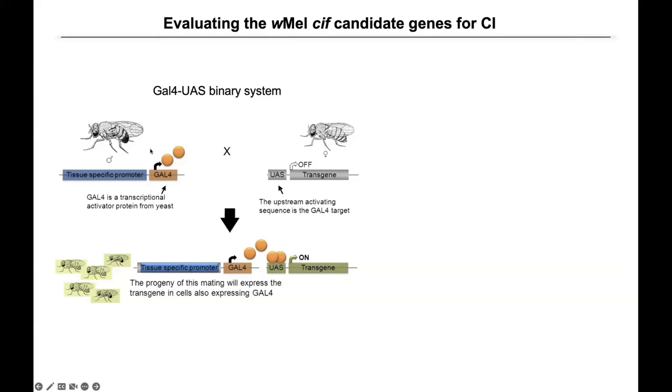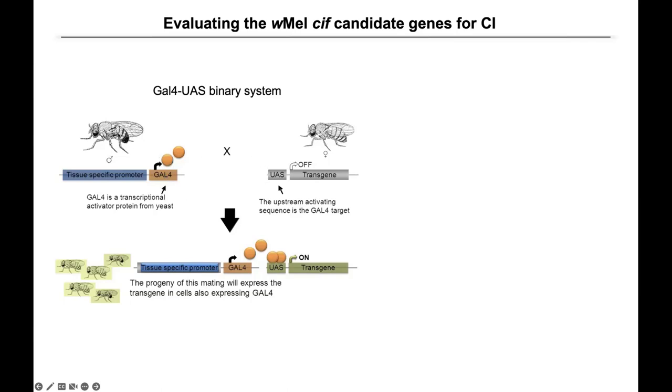So what is this system, for the folks who are not aware? Gal4 is the transcriptional activator protein that is integrated from yeast into Drosophila flies. So these are transgenic flies that express Gal4. And there is another set of transgenic flies that express a transgene. It could be a CIF gene, it could be any other gene that you want to express. Upstream of this transgene is a UAS sequence, called the upstream activating sequence, which is a target of Gal4. So this system will only be activated if it's combined with Gal4.